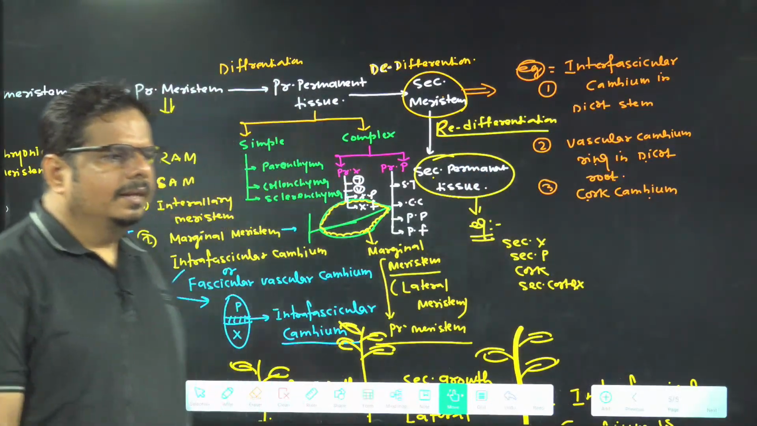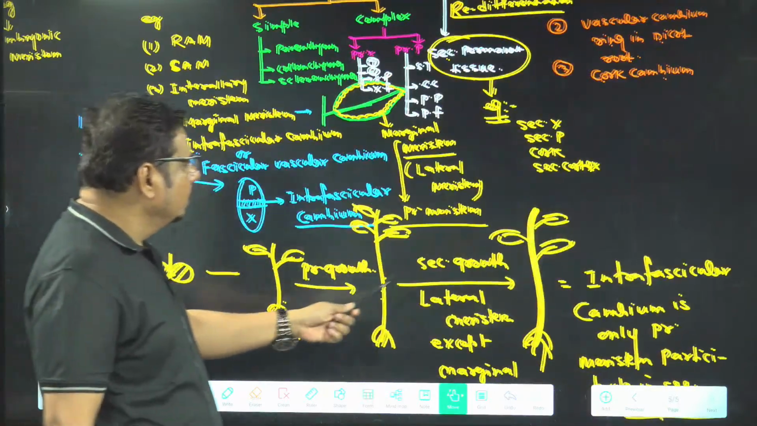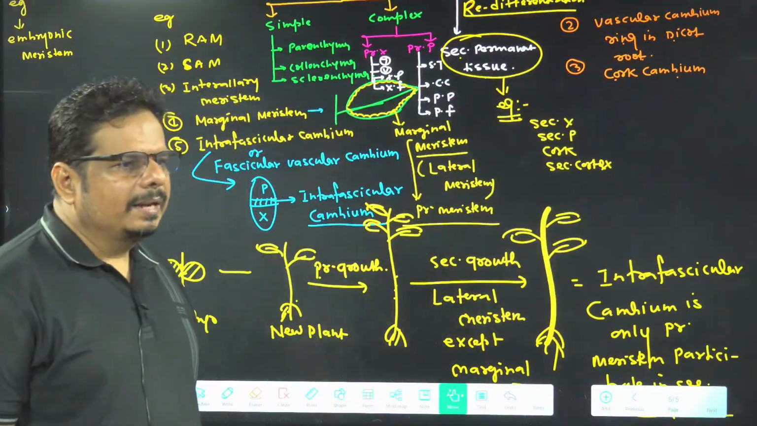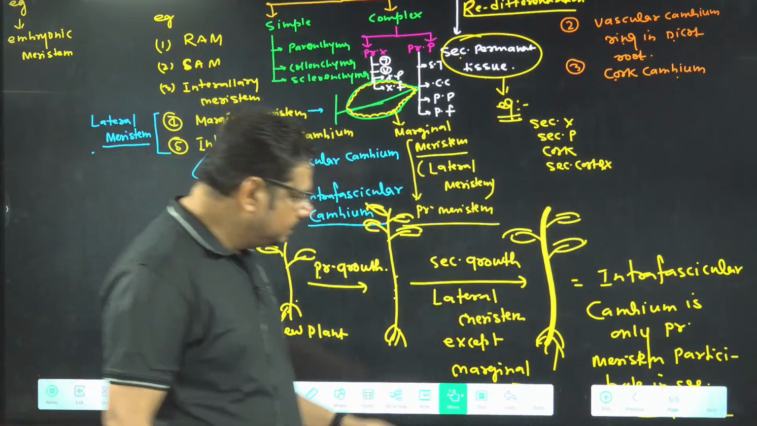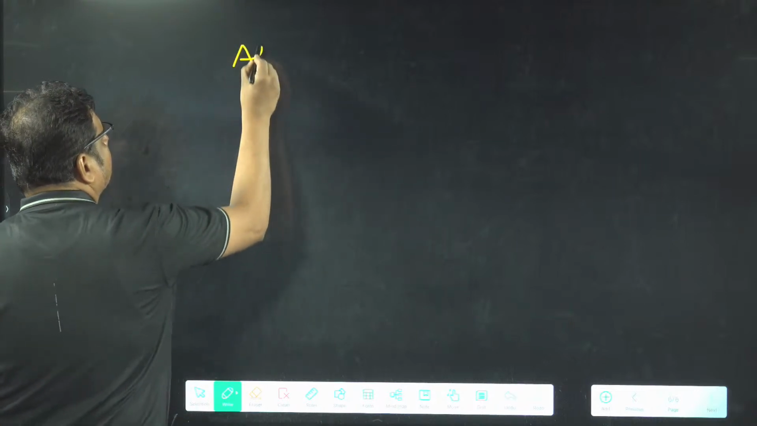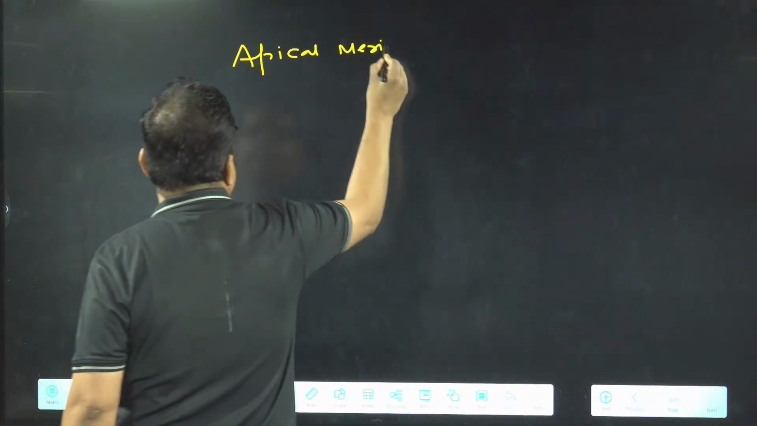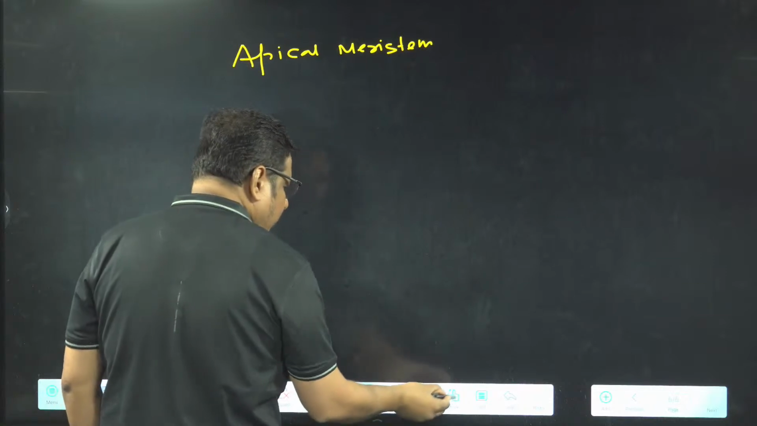It's over. Now from embryo, new plant, primary growth, secondary growth. Is it over? Can we move ahead? Yes. So now we are going to talk about apical meristem. Have a look here.